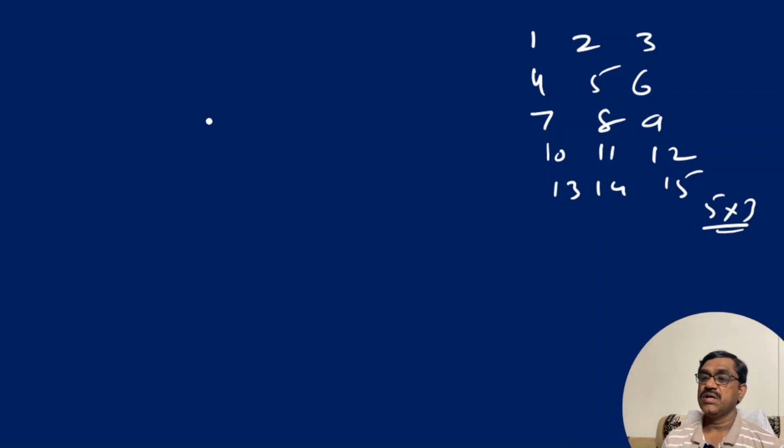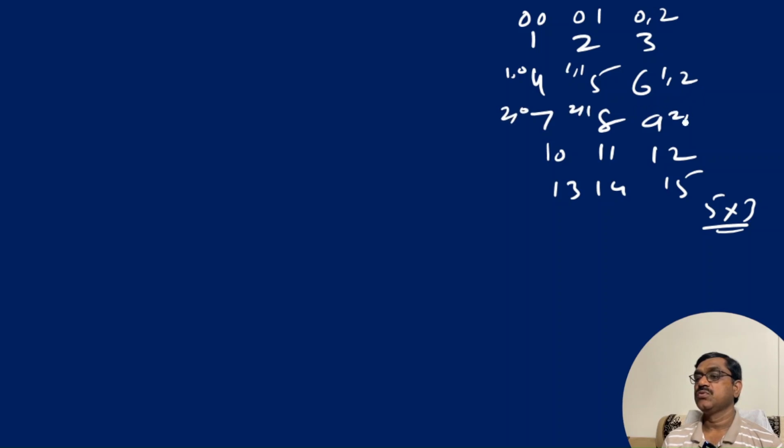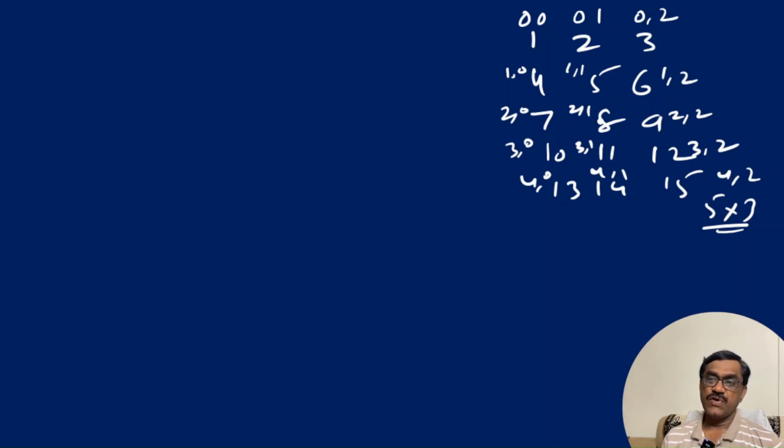So how to print the elements like this? See, we know this is 0 0, 0 1, 0 2, right? And next 1 0, 1 1, 1 2. This is 2 0, 2 1, 2 2. And this is 3 0, 3 1, 3 2. This is 4 0, 4 1, 4 2, right? We know the indices, or subscripts, so we want to print the elements like this.